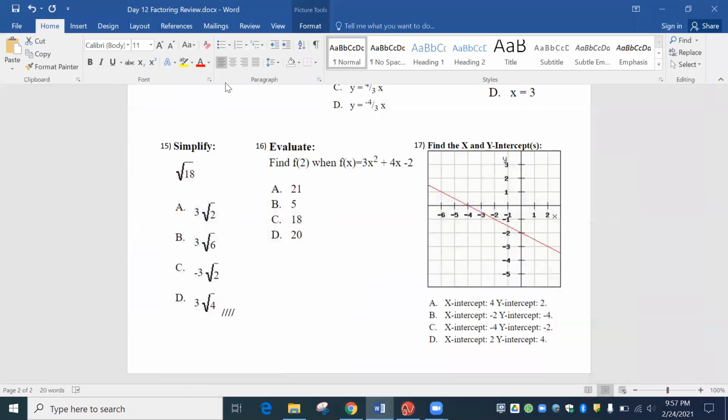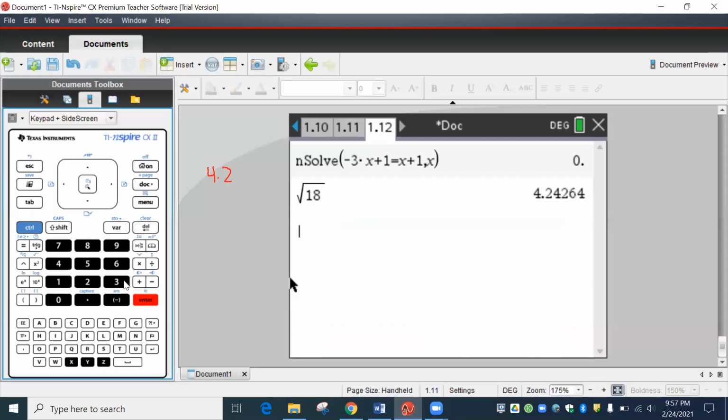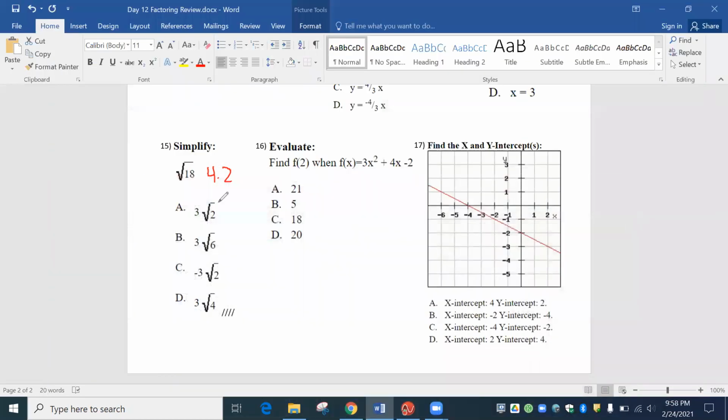So I'm going to write down right here 4.2. I'm going to type all these in. Whichever one gives me 4.2, then that's my answer. So we're going to type in 3 square roots of 2. So 3, control x squared, 2. Hit enter. Look at that. That is our answer right there. So the answer is going to be A. We love those, super easy. I wish there was a million of these on the STAR, but there's usually only 1 or 2. But we need to get those 1 or 2.